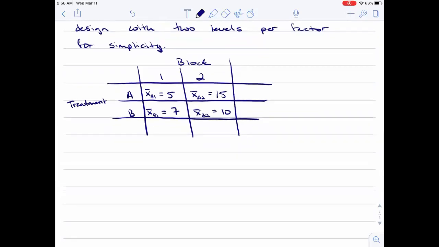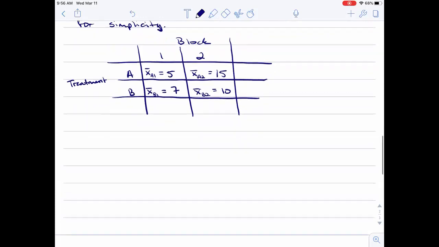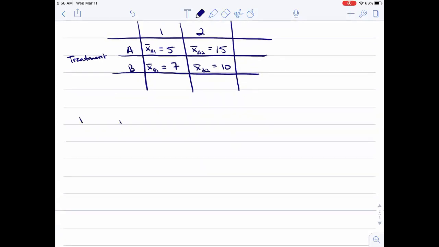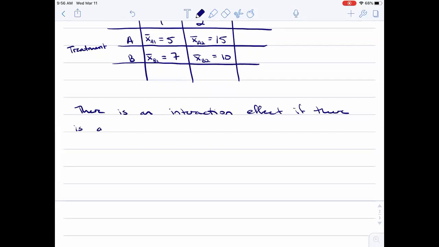So the interaction: there is an interaction effect if there is a difference in the differences. And I'll put that kind of in quotes. And I want to show you what I mean by that, because that's not obvious, right?